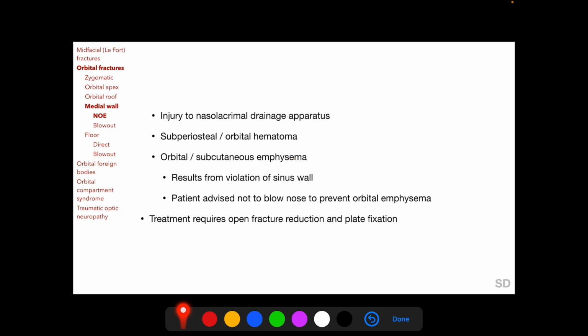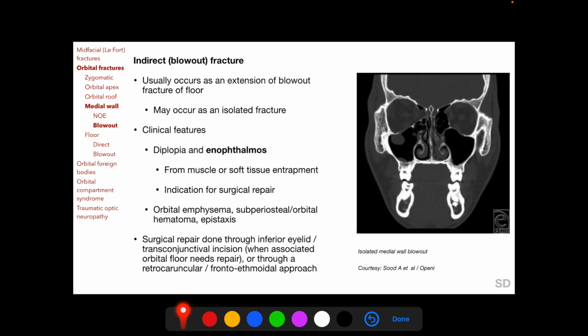orbital or subcutaneous emphysema, emphysema meaning accumulation of air within the soft tissues, and it results from violation of the wall separating the orbit from the sinus. So when there is a medial orbital wall fracture, patients are advised not to blow the nose to prevent orbital emphysema from occurring. Orbital emphysema is a cause of orbital compartment syndrome, which we will be discussing later in this session. Treatment of direct fractures of the medial wall of the orbit requires open fracture reduction and plate fixation.